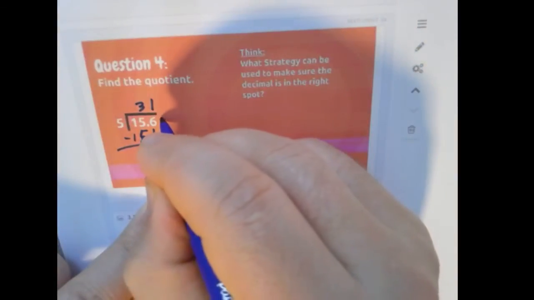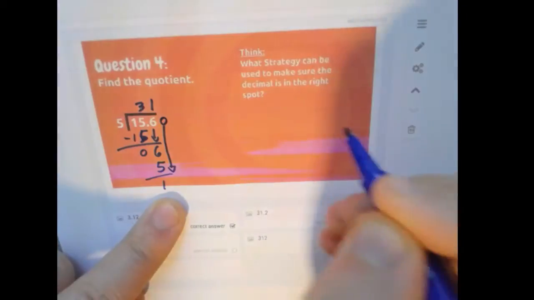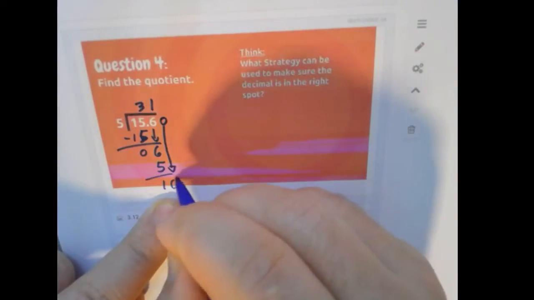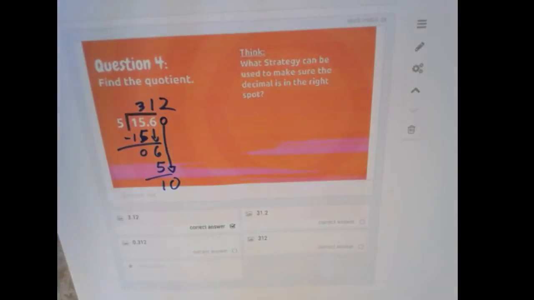Now does 5 fit into 1? Nope, so we have to make up a 0 on the end here and drop that down. How many times does 5 fit into 10? 2 times. So now we just have to figure out where the decimal goes.